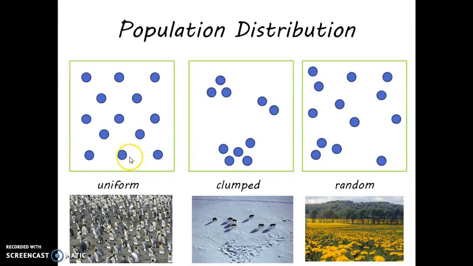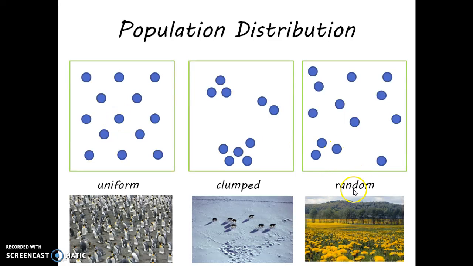We also sometimes see a uniform population distribution, and this is going to occur when there is some sort of competition for resources or possibly even aversion from one individual to the next. So for example, these penguins are going to uniformly disperse so that they're evenly spaced and they don't have to compete for resources. Other times we see this uniform distribution in plant species because an individual plant might secrete a toxin or a chemical that's going to repel other plants from stealing its resources. So we see a very even distribution pattern.